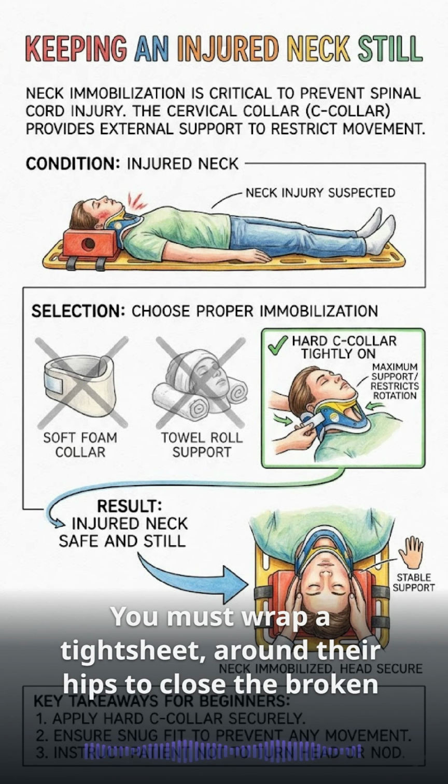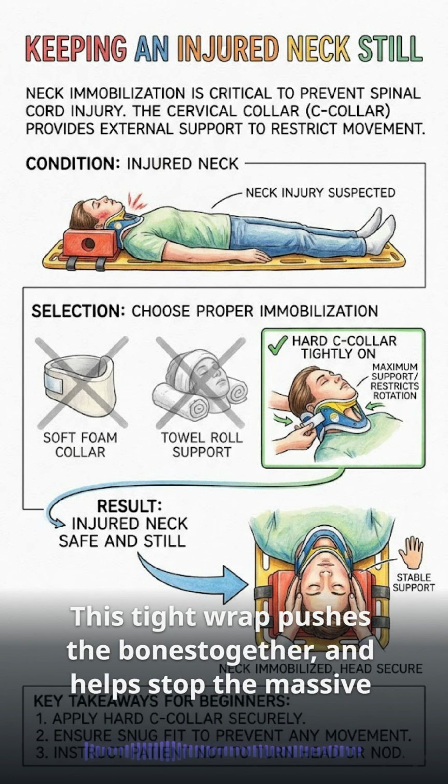You must wrap a tight sheet around their hips to close the broken ring. This tight wrap pushes the bones together and helps stop the massive fast bleeding. Never push down on a broken pelvis, because you can make the bleeding worse.